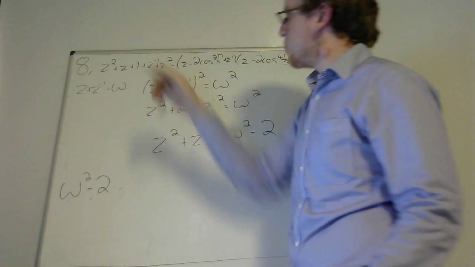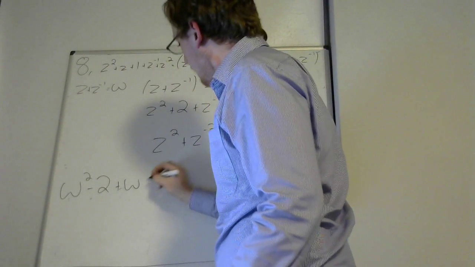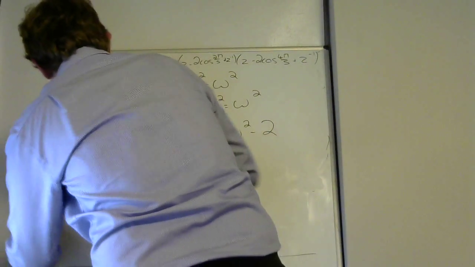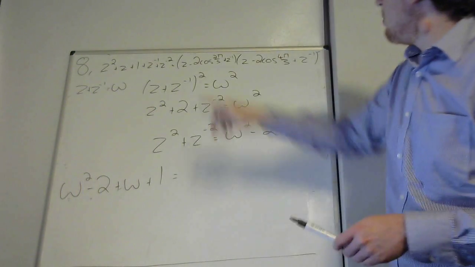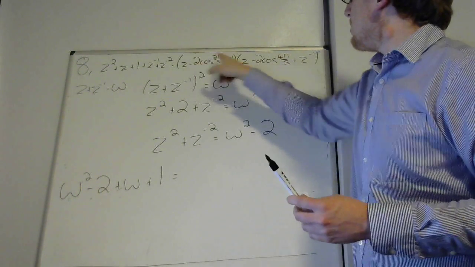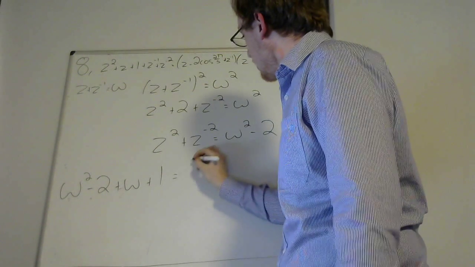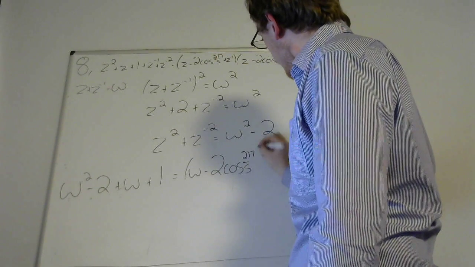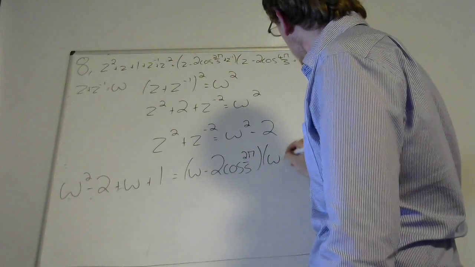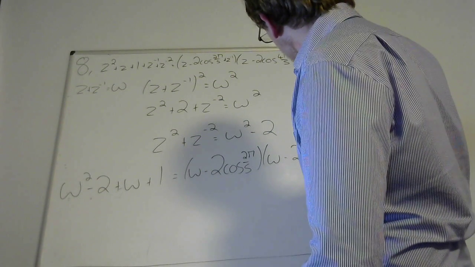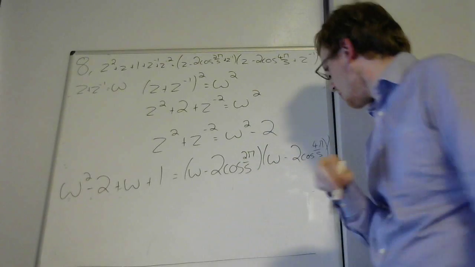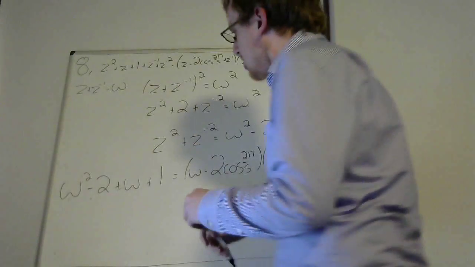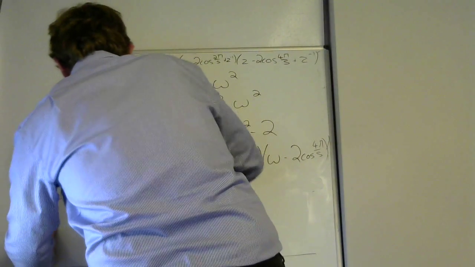Z plus z to the minus 1 is w. And I've still got that plus 1 there. So plus 1. And minus 2 plus 1 will give me minus 1. And then in both of these brackets, I've got a w. So z plus z to the minus 1 is w. So first bracket, I've got w minus 2 cos 2 pi on 5. And the next bracket, I've got w minus 2 cos 4 pi on 5. Cool. And so the left-hand side is w squared plus w minus 1.